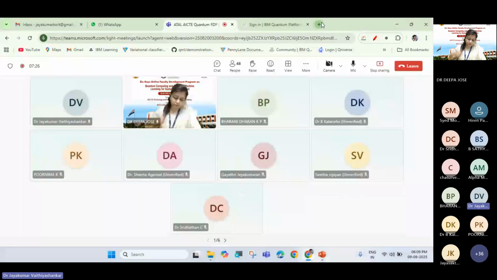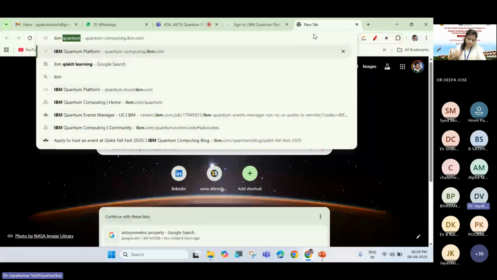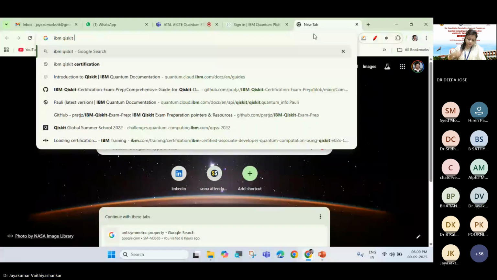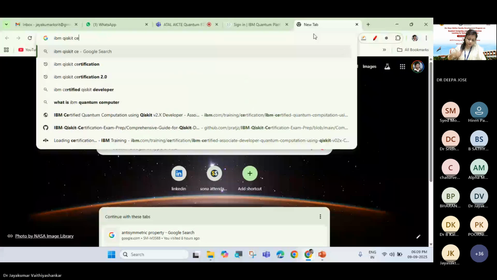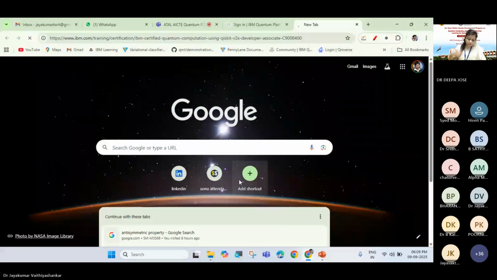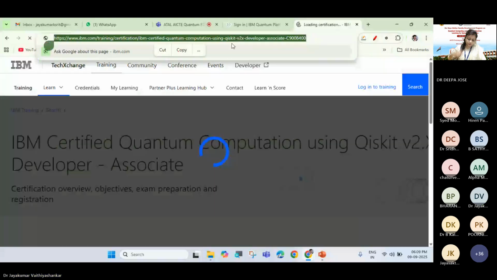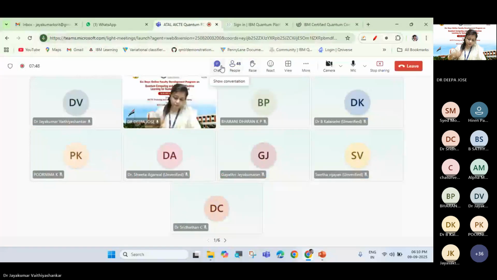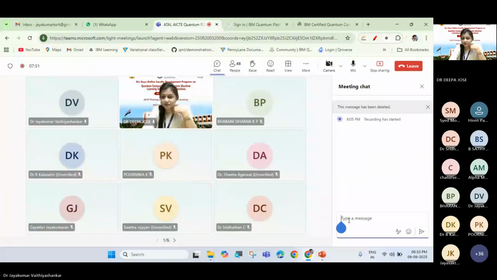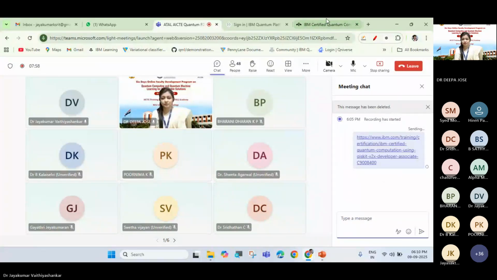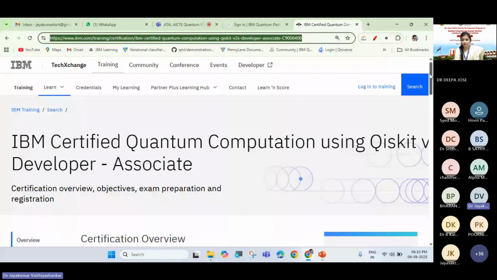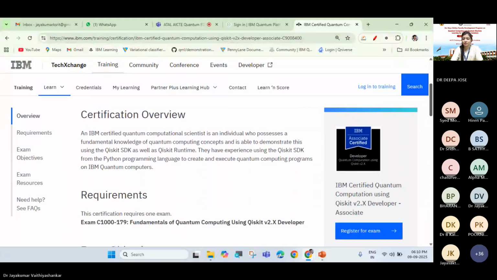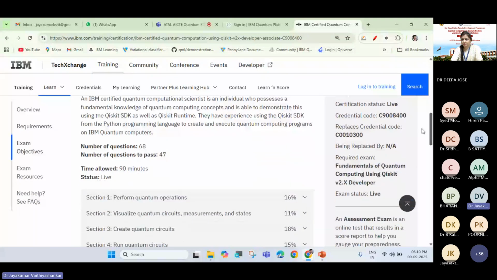I will share that link with you, the IBM Qiskit certification. They have not yet released it, but you can have a look at how it is designed. This is the latest certification where you can look. The exam contains 68 questions, and you need to pass 47.